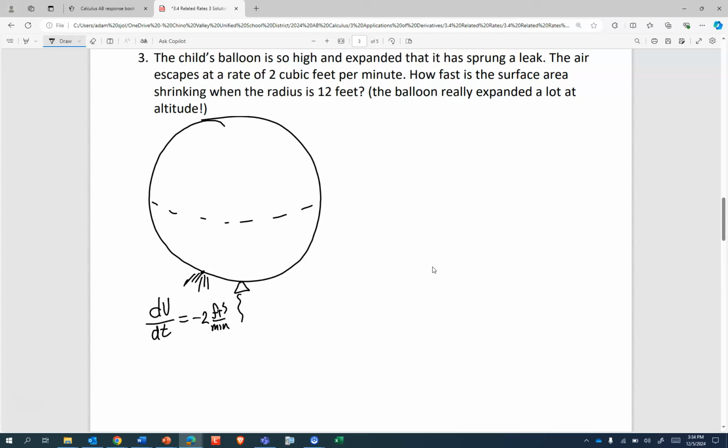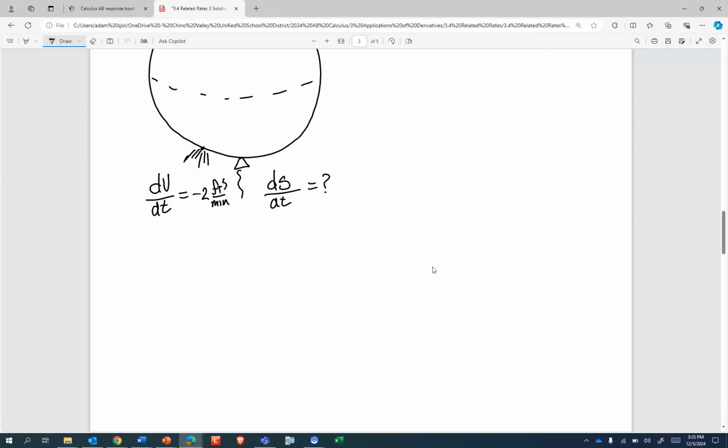How fast is the surface area shrinking? Surface area is S, so dS/dt is the thing we're looking for. Now that seems a little bit difficult, and this is the reason I'm making a video, because this problem is a little bit confusing, but once you see it, it's kind of elegant, straightforward, whatever you want.